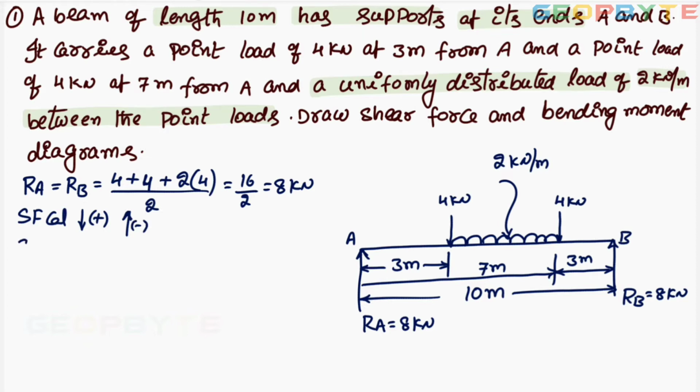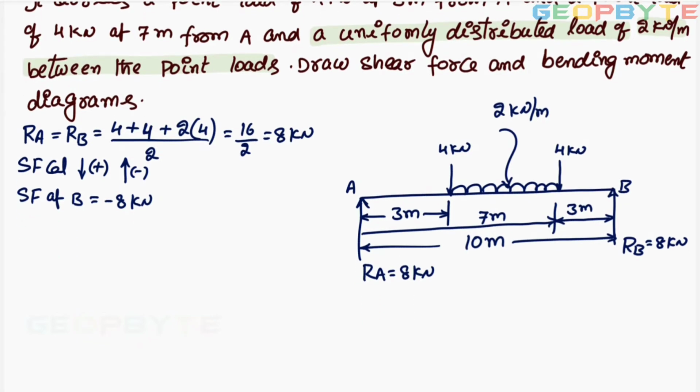Now shear force at B. At B it is an upward force. Upward force is negative. For avoiding the confusion, the upward force is negative. Shear force at B is minus 8 because it is an upward force. Similarly, shear force at C, already minus 8 kilonewtons is there, plus the point load 4, equal to minus 4 kilonewtons.